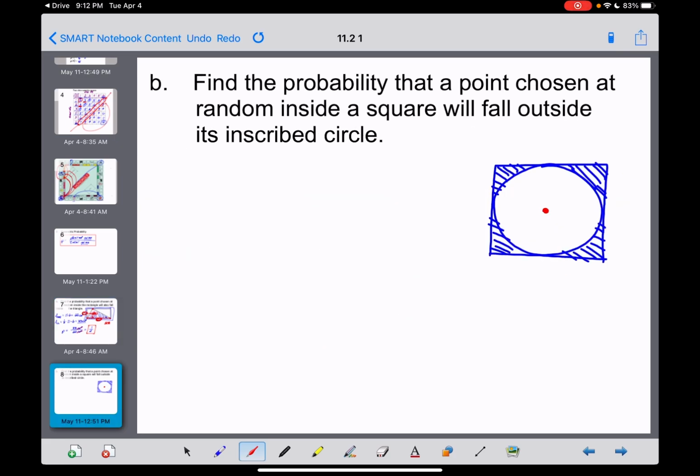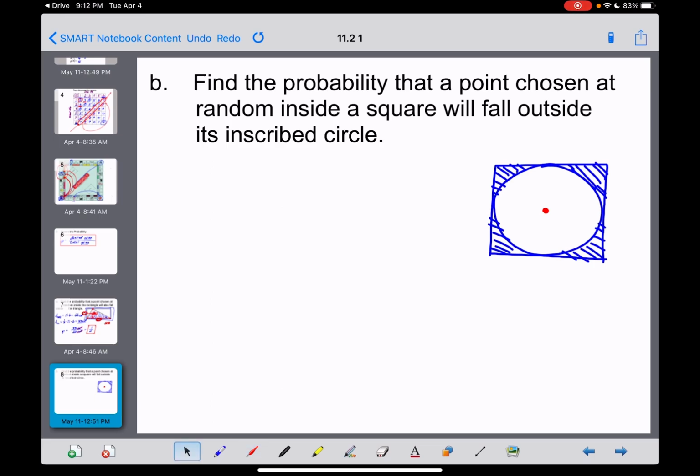One last problem here, guys. This one's a little bit more complicated, but it's the same basic concept. Find the probability that a point chosen at random inside the square will fall outside of its inscribed circle. And it's not really a coincidence here, guys, or it wasn't an accident. I didn't give you any dimensions in this problem.